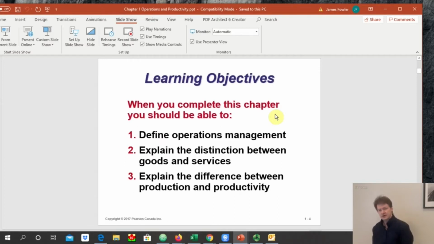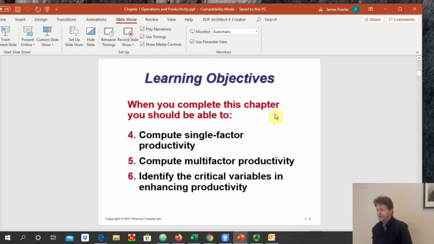The learning objectives after Chapter 1 are that you should be able to define what operations management is, and explain the distinctions, like what's the difference between goods and services. Some companies just manufacture and sell goods, others just services, and a lot of companies provide both. Also be able to explain the difference between production and productivity, compute a single factor productivity. There are some slides on how to calculate that. Also compute a multi-factor productivity and identify the critical variables in enhancing productivity.